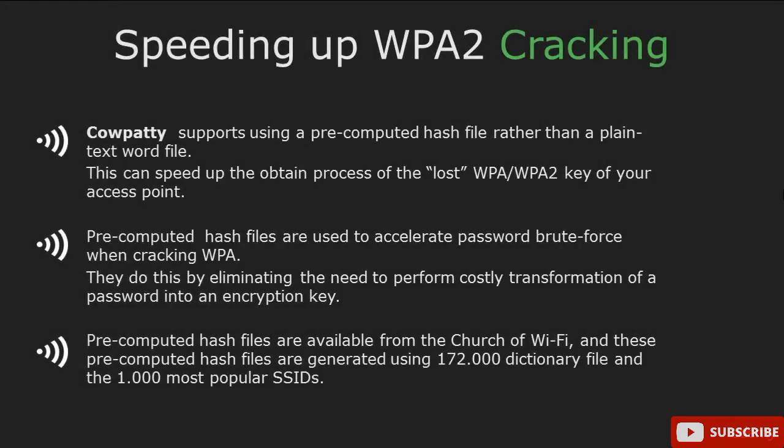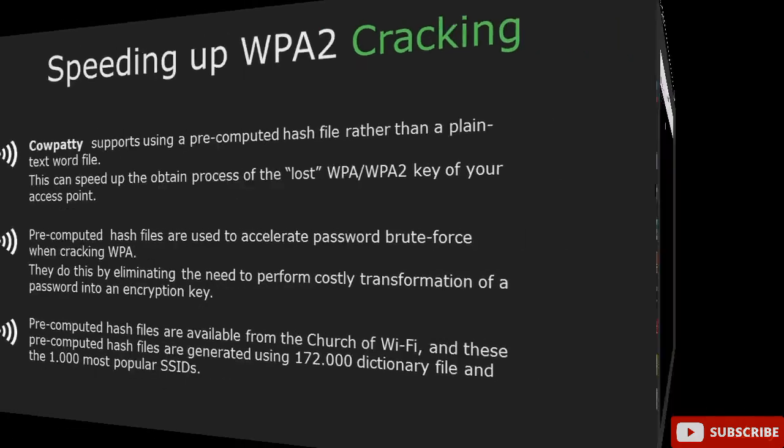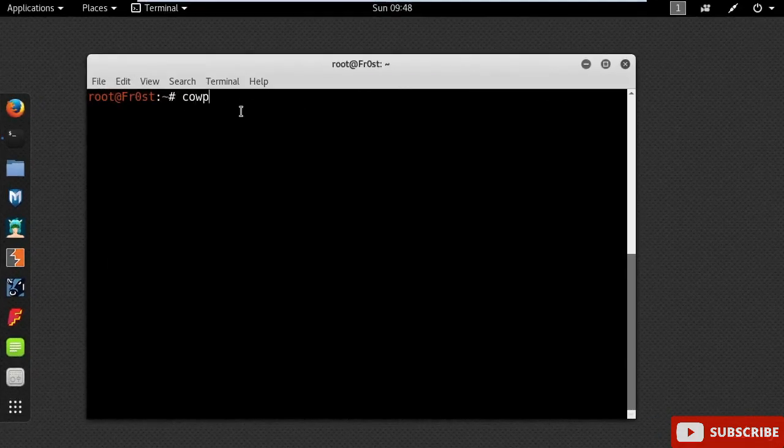Hi and welcome. In this video I will show you how you can speed up the WPA cracking process using coWPAtty engine PMK. coWPAtty supports using a pre-computed hash file. Pre-computed hash files are used to accelerate the cracking process by eliminating the transformation of a password into an encryption key. So I will switch to my Kali machine and type cowpatty.